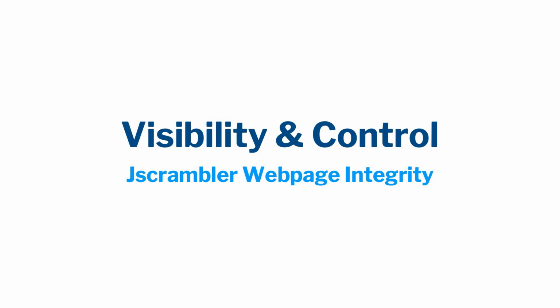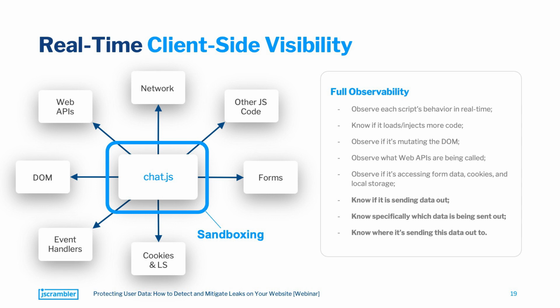Now I want to give you an overview of how we are addressing the problem of data leakage with Jscrambler web page integrity. The first step is real-time visibility. We know that any data leakage event will be associated with suspicious behaviors from one of our website scripts. By sandboxing each script, we can start observing its behavior in real time and look for these signs. For instance, we will know if a script is loading additional code, accessing specific forms, sending sensitive data out to an unknown domain.